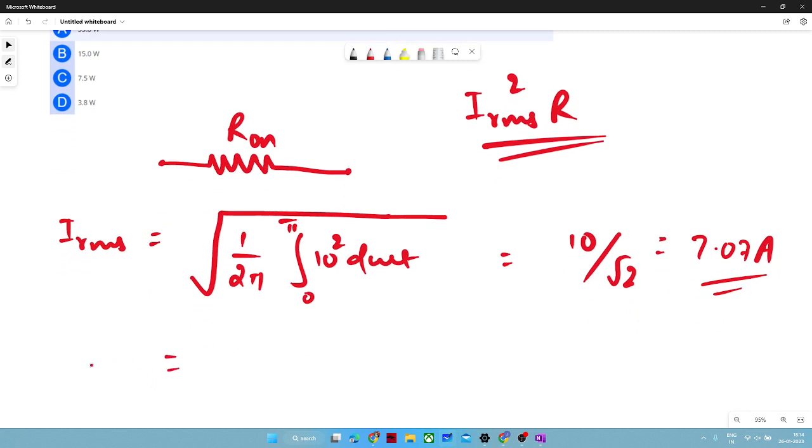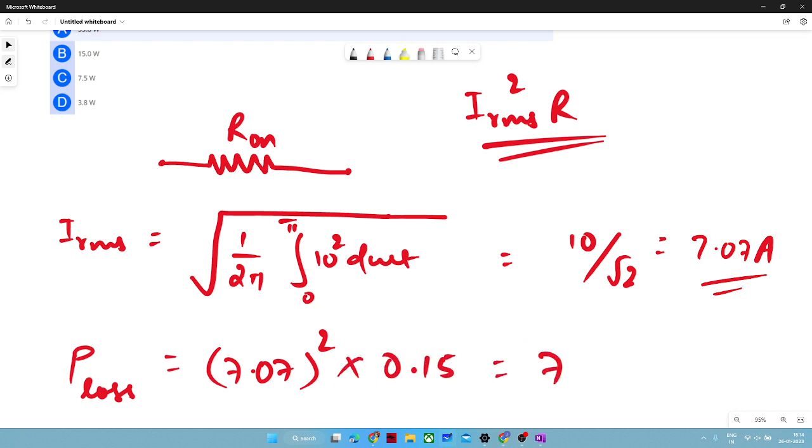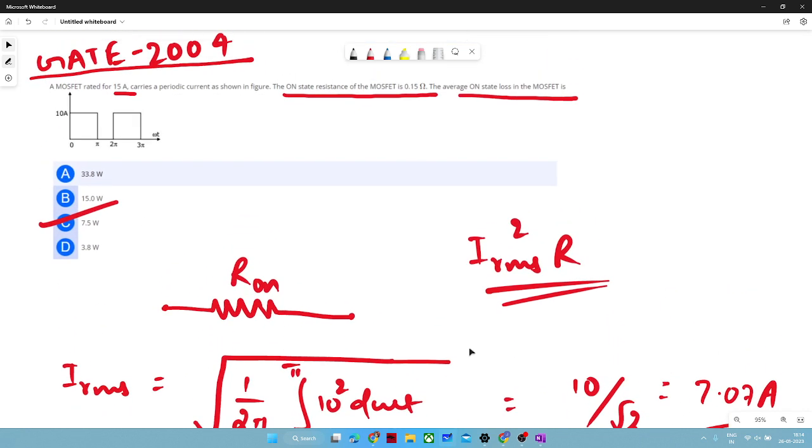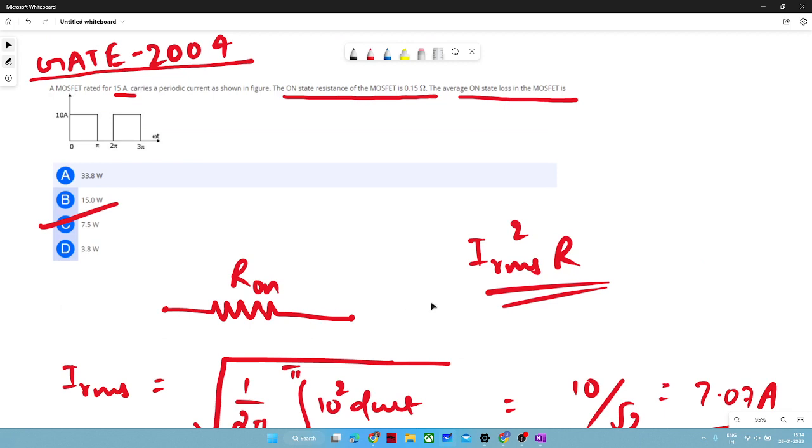So power loss is 7.07 ampere squared into R-on, which was 0.15 ohm. So it will be 7.5 watts. So option C would be correct. Right.